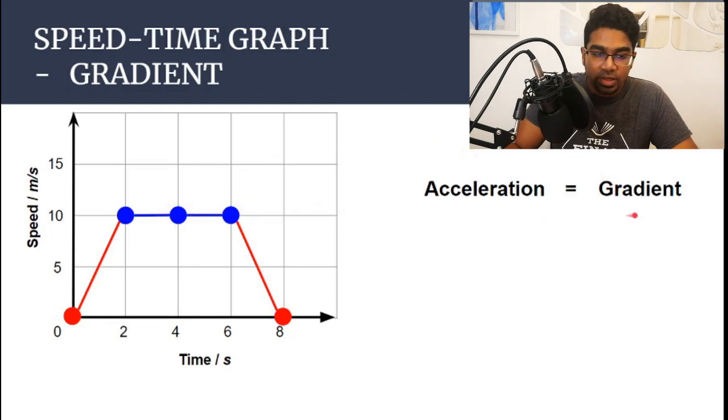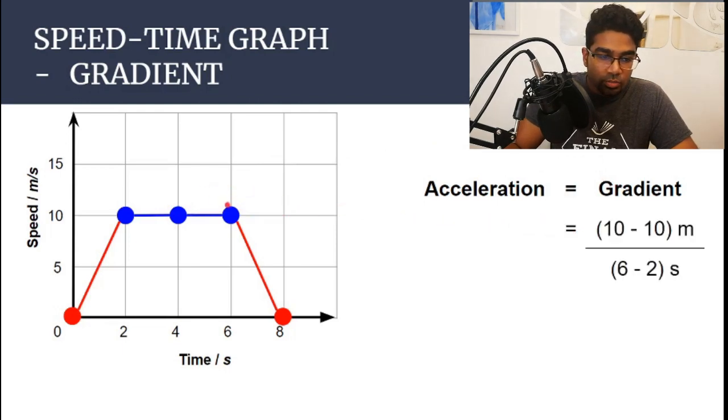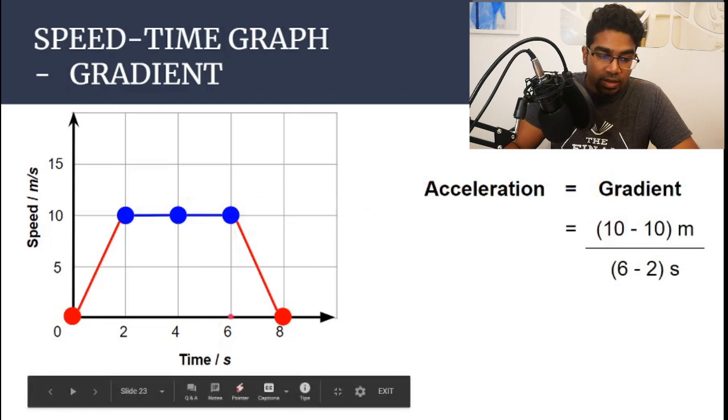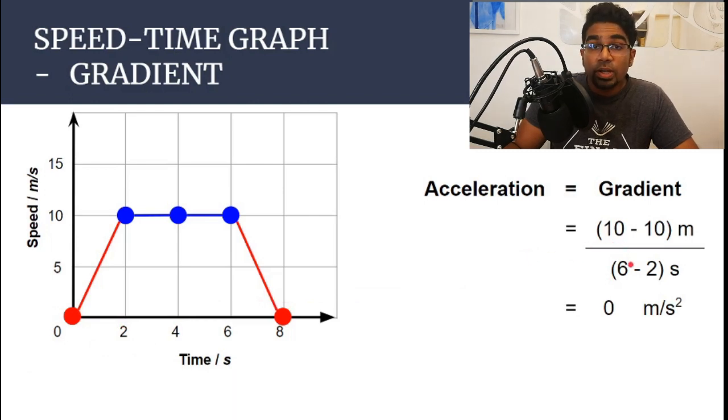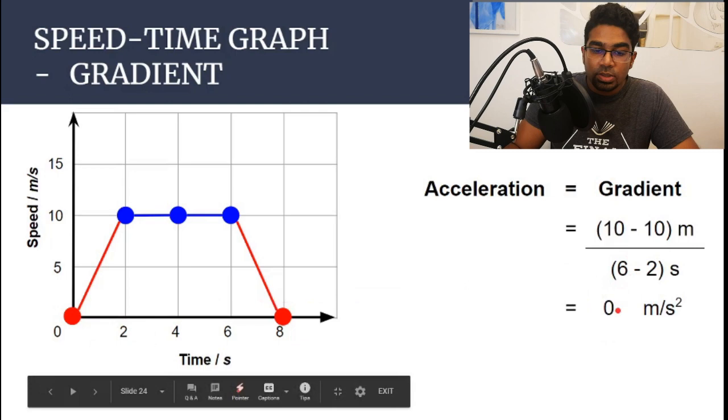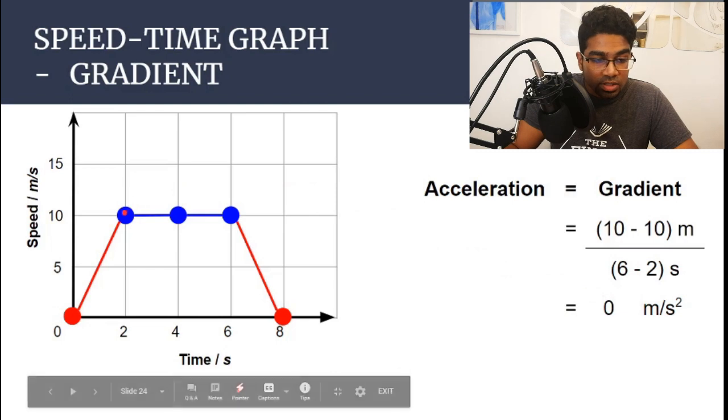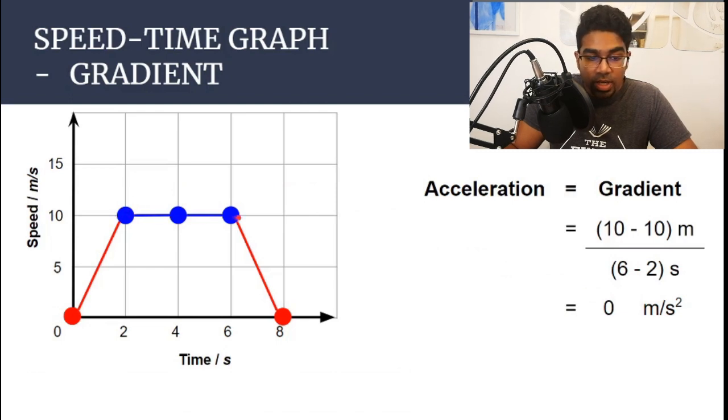So here, let's try to find the gradient. So the gradient will be y2 minus y1. So we are looking at this gradient here. So I'm taking the point at 6 seconds and at 2 seconds. So the speed is 10. The speed here is also 10. So it's 10 minus 10 over x2 is 6 and x1 is 2. So 6 minus 2. And so we would get 0 over 4. 0 divided by any number will still give us 0. So the acceleration here is indeed 0 meters per second squared. There is no acceleration because the speed is 10 meters per second all the way. There has been no increase or decrease in speed. That means the acceleration is 0.